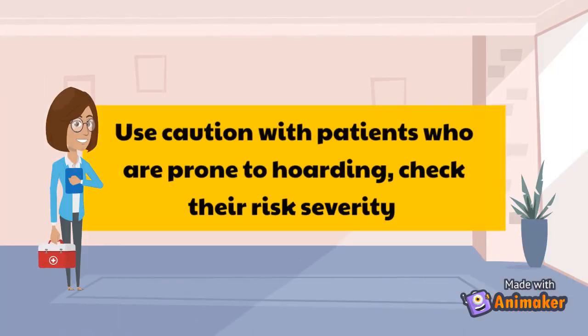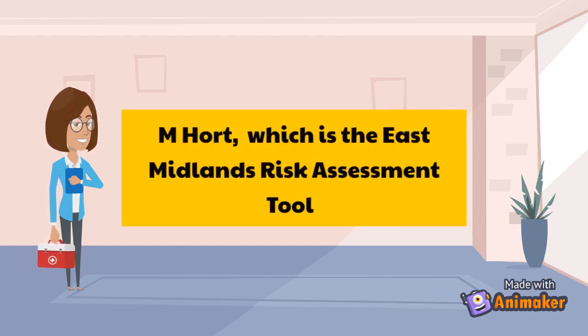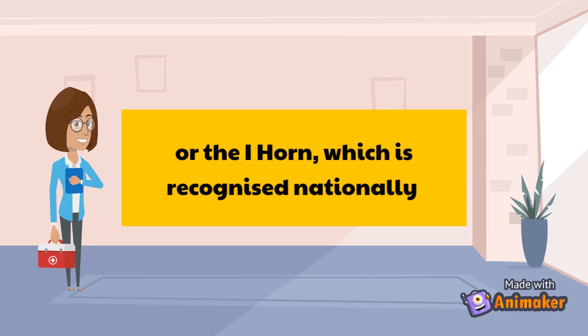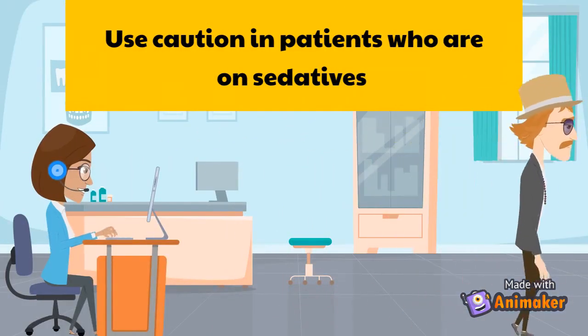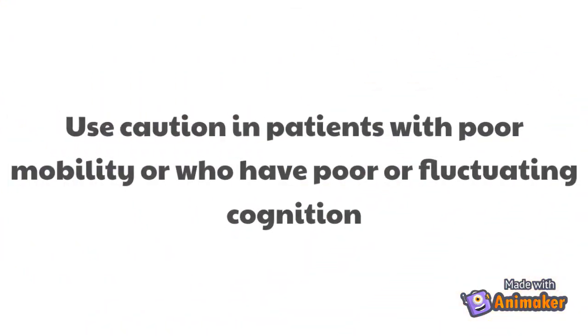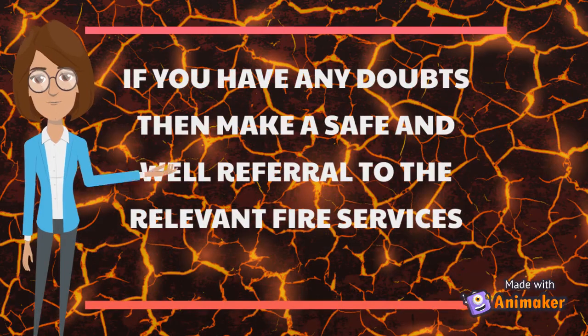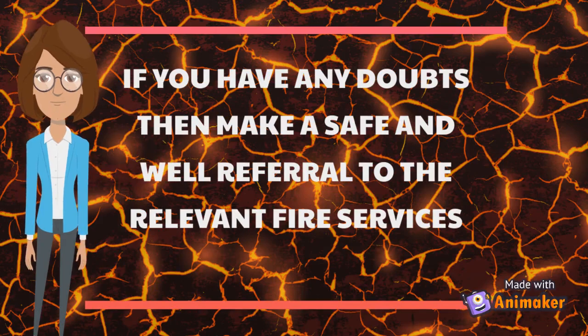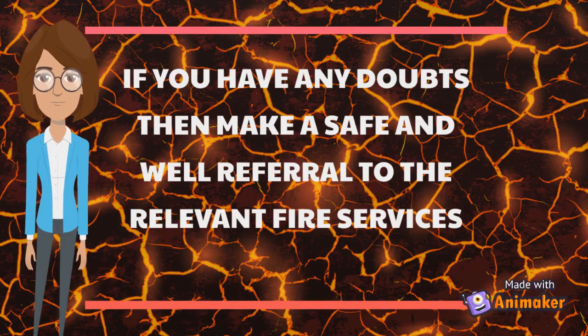Use caution in patients who are prone to hoarding. Check their risk severity by completing the MHORT, which is the East Midlands Risk Assessment Tool, or the IHORM, which is recognised nationally. Use caution in patients who are on sedatives. Use caution in patients with poor mobility or who have poor or fluctuating cognition. Oxygen tubing can be a trip hazard. If you have any doubts, make a safe and well referral to the relevant fire services. Please see the details of all the East Midlands fire services.